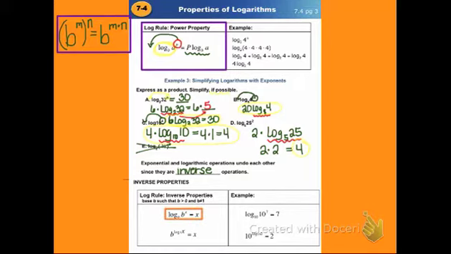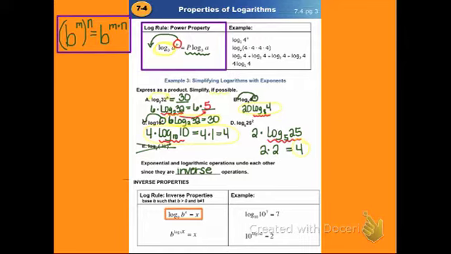the log base b of b to the x power equals x. So what that's basically saying is if the base of the logarithm and the base of your result are the same, then the exponent on the result is the value of the logarithm. Well, that kind of sounds confusing, right?